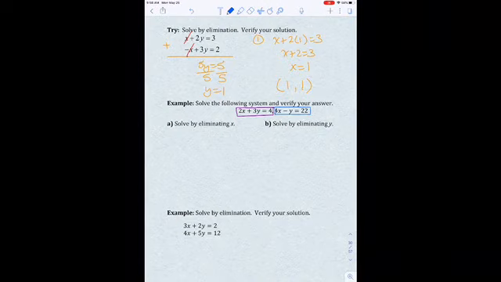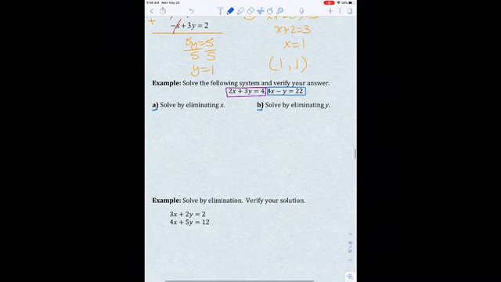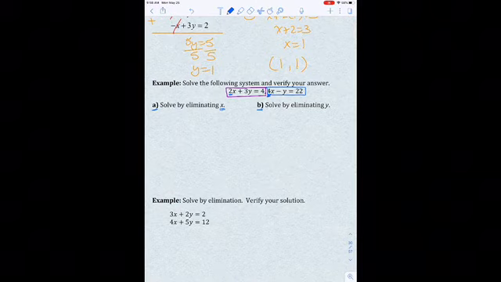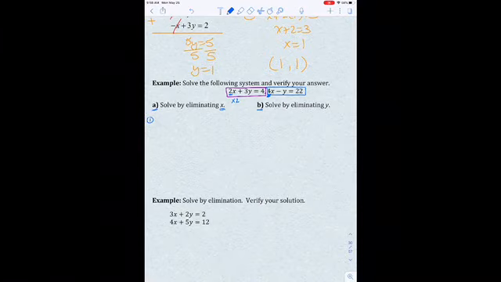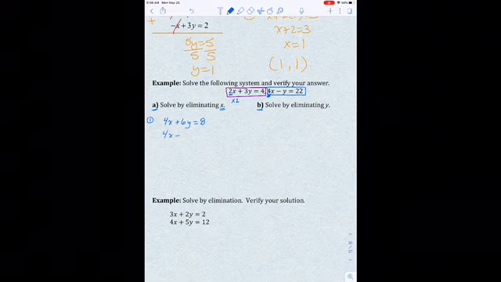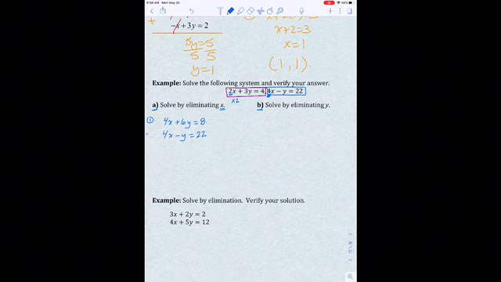But it says in A solve by eliminating x, and then B says solve by eliminating y. So in fact, you could use either variable. By eliminating either variable, you could solve this system. So let's look at if we wanted to eliminate the x variable. The x coefficient of the first equation is 2, and the coefficient for the second equation is 4. So if I want to make those the same, I could multiply this by 2, and what I do to one side, I do to the other. So our first equation would become 4x plus 6y is equal to 8, and our second equation is still 4x minus y equals 22.